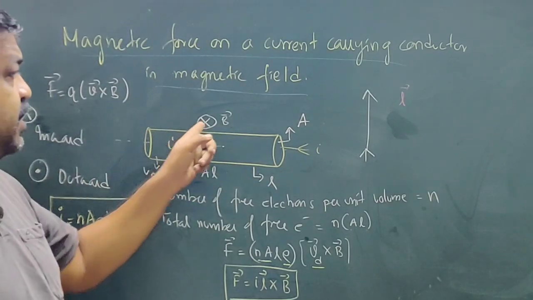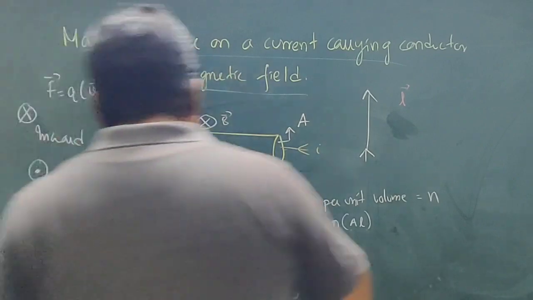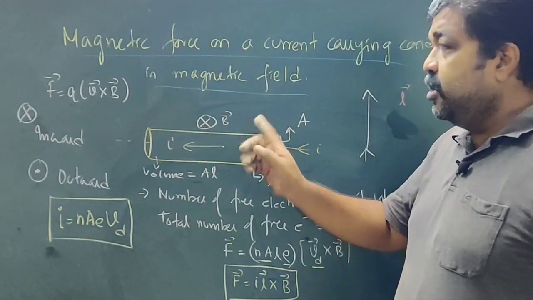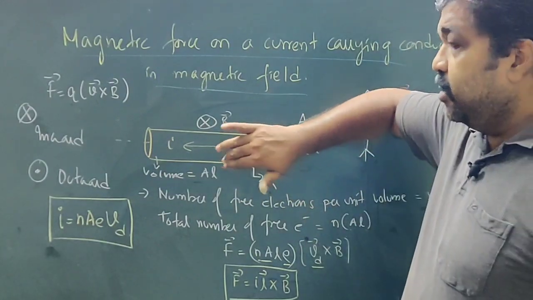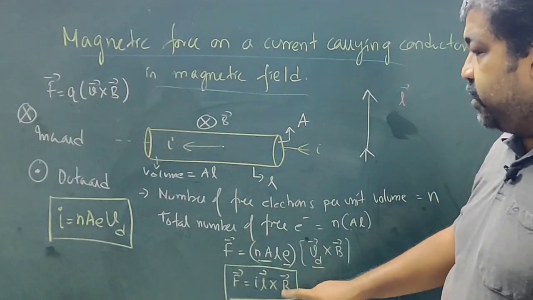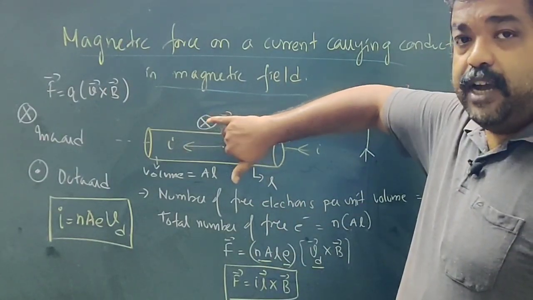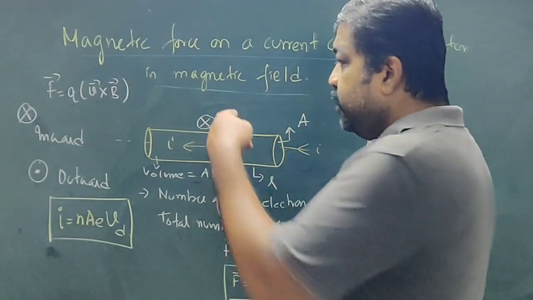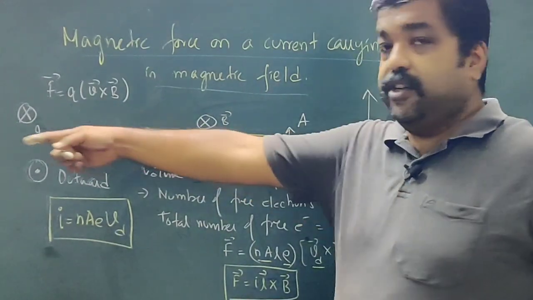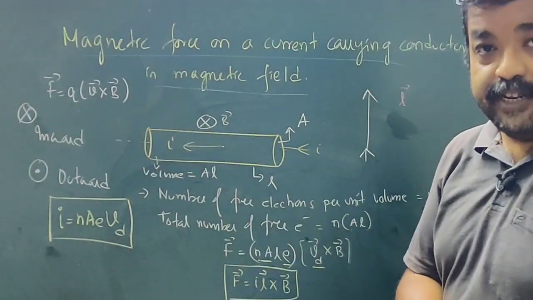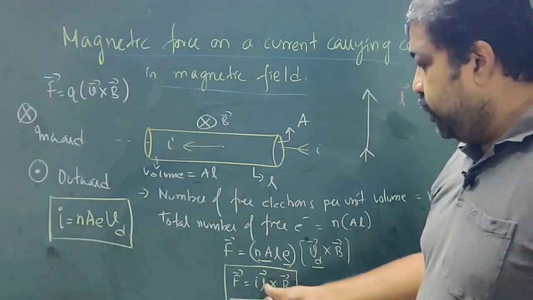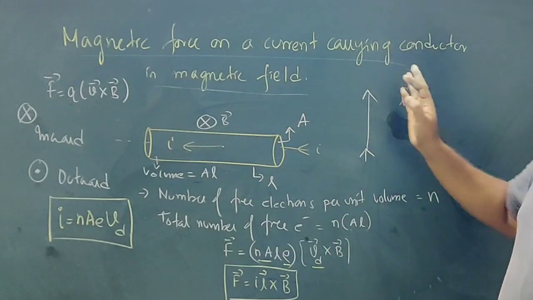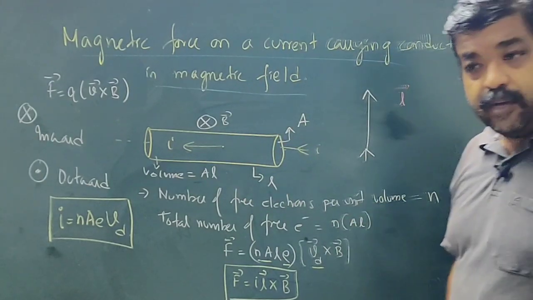And what is the direction of the magnetic field? It is in the inward direction. So current is flowing in this direction and the magnetic field is in this direction. If we use the right hand cross product rule, this is the direction of I L cross B, which is the force. So force will be in the downward direction. This is the way of representing the force on a current carrying conductor placed in a magnetic field.